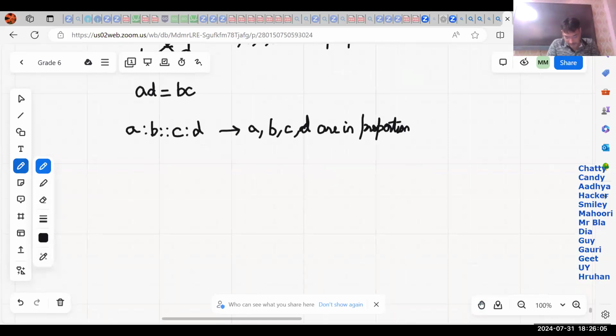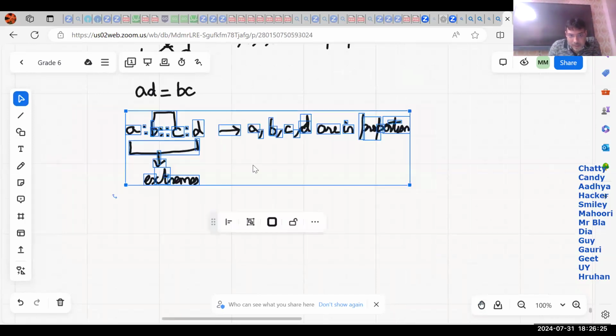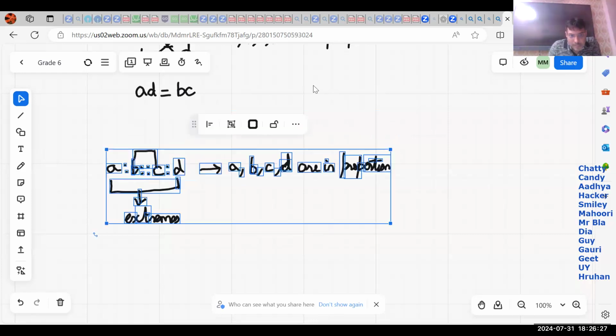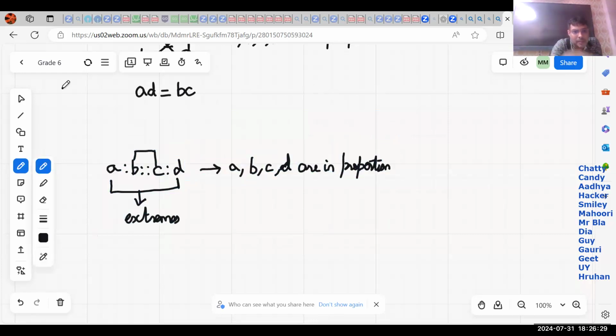So then what does it mean? If you notice here, these two are the starting and the end terms. They have a proper name. They are called extremes. And the middle two terms are called means, because they are in the middle. The middle two terms are called means, and the starting and the last term are called extremes.